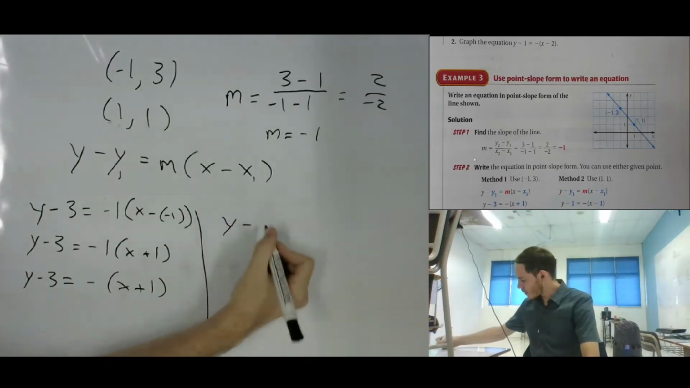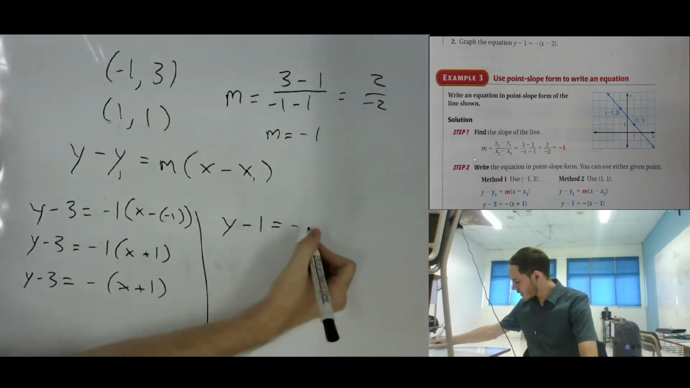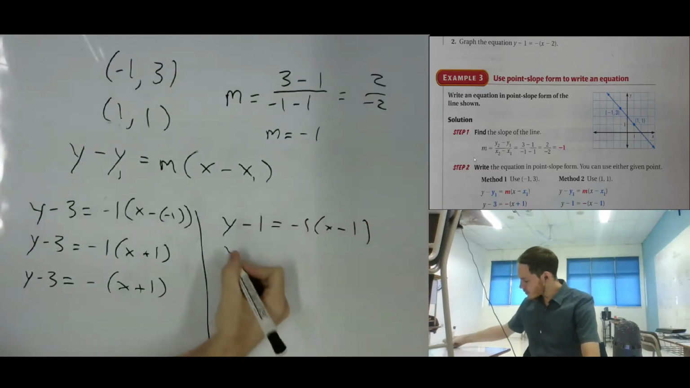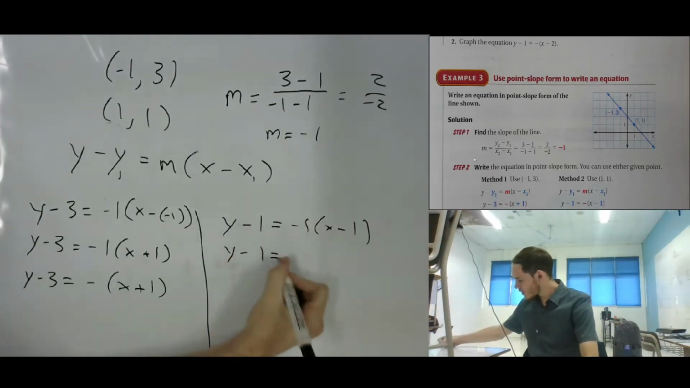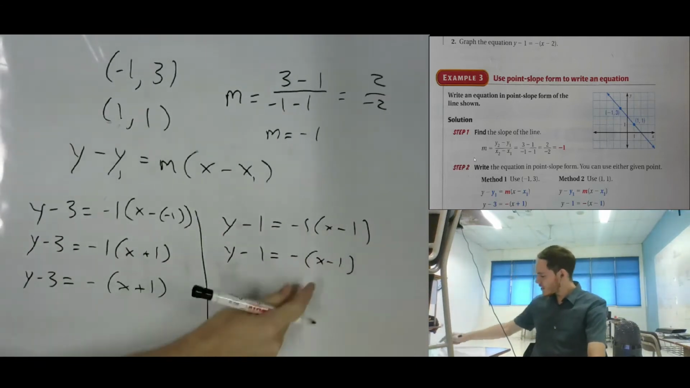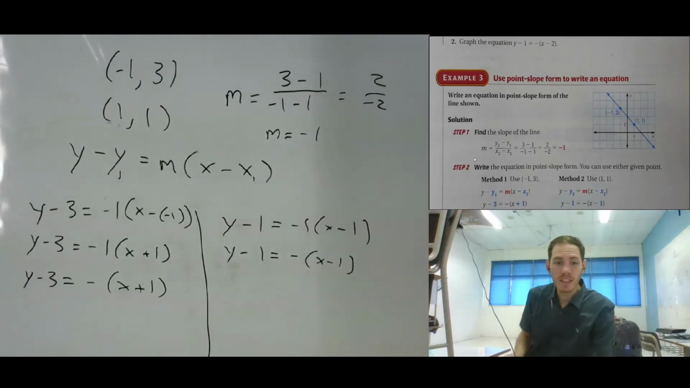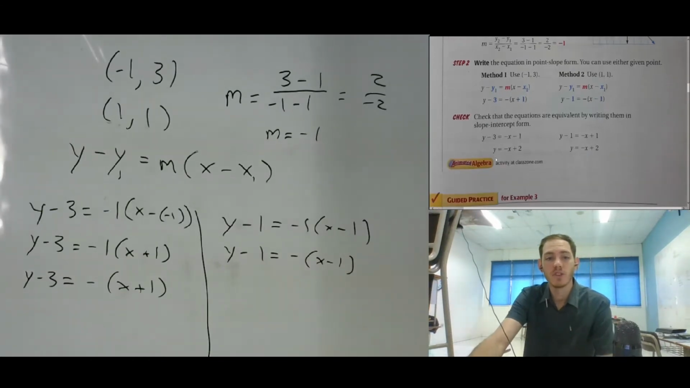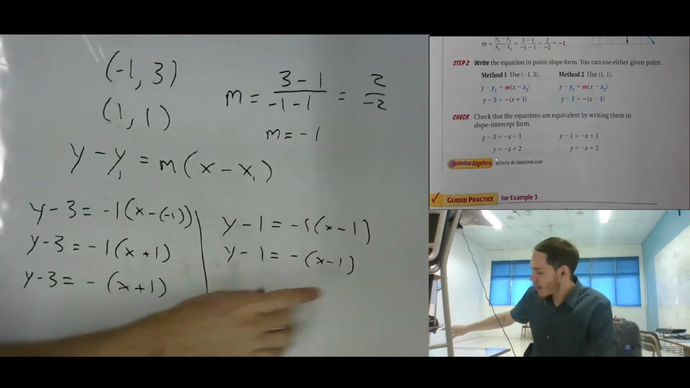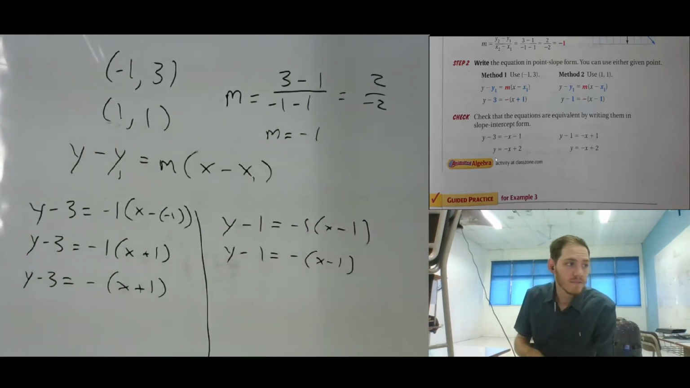So we go y minus 1 equals -1, x minus 1. And I'm just going to rewrite it. Y minus 1 equals negative x minus 1. And these 2 equations are going to be equal, okay? If you solve it out for slope-intercept, they're going to give us the same equation, okay? You can check it out if you want, but either one is correct, okay?